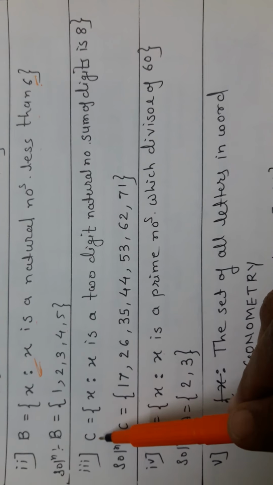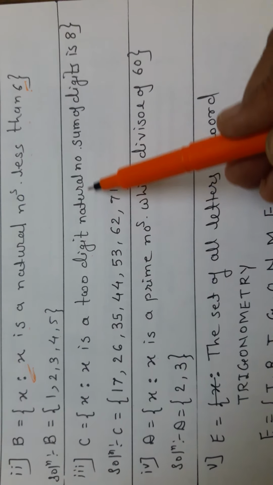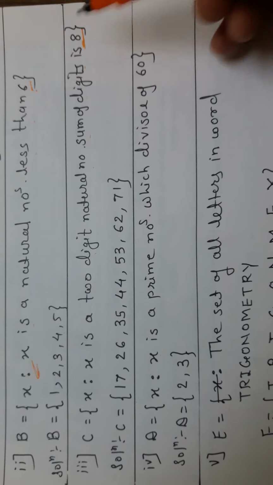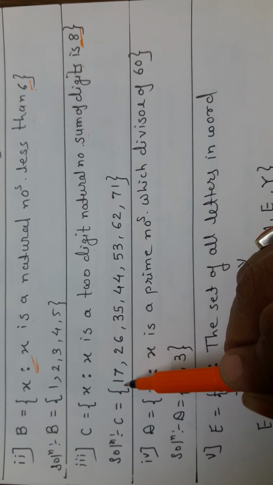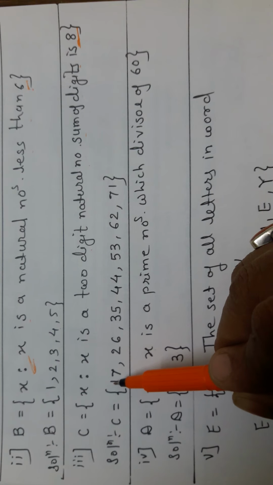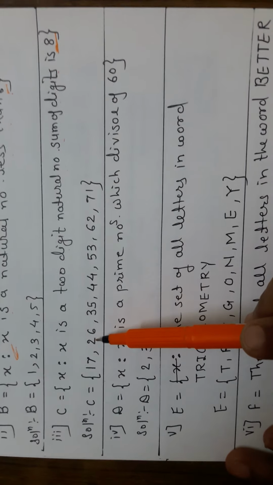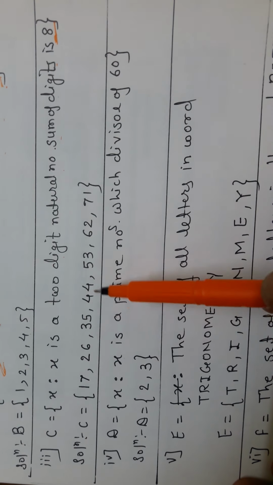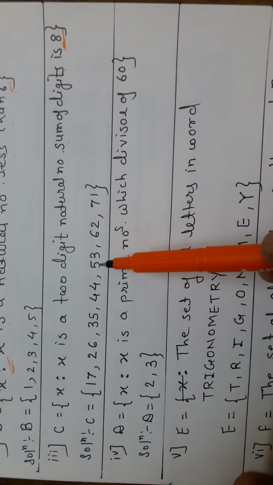Next, C is a set of all x such that x is a 2-digit natural number and the sum of its digits is 8. Now they asked for 2-digit numbers whose sum is 8. 17: 1 plus 7 is 8. Second number 26: 2 plus 6 is 8. 35: 3 plus 5 is 8. 44: 4 plus 4 is 8.